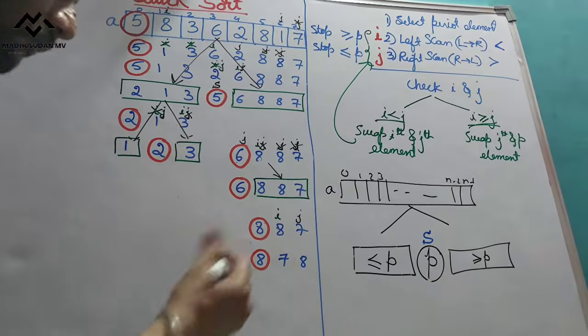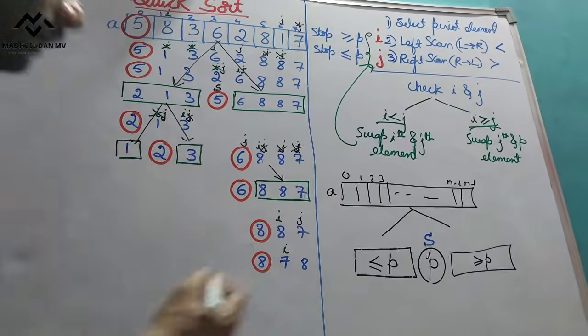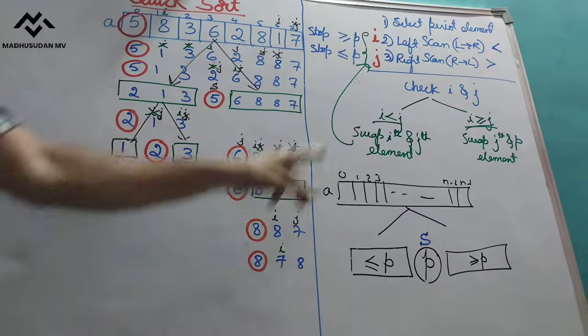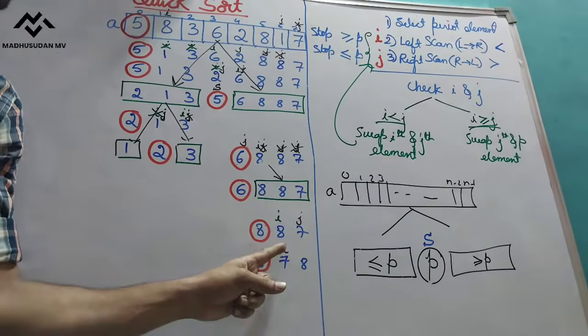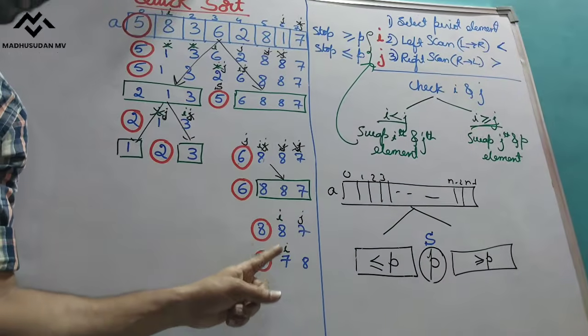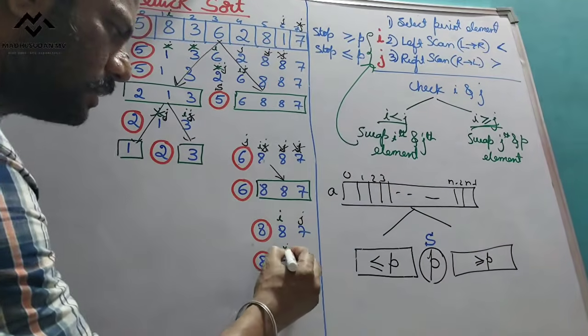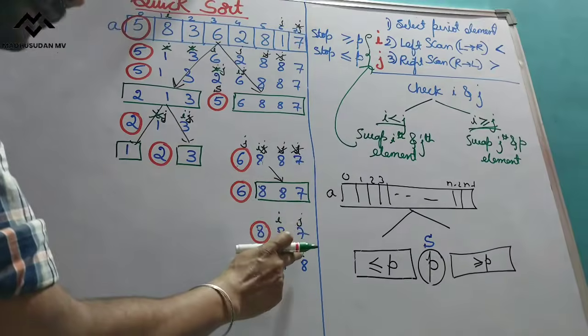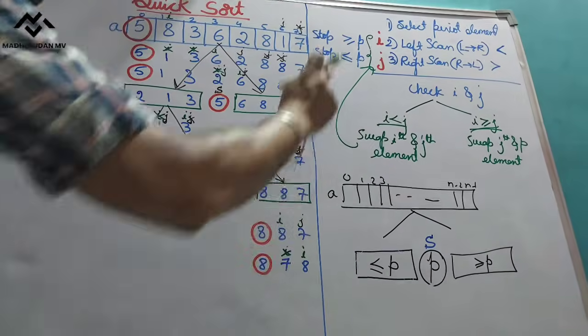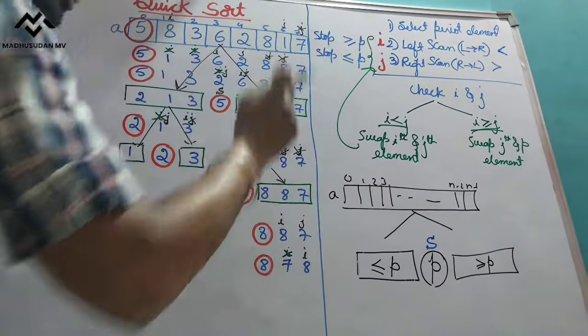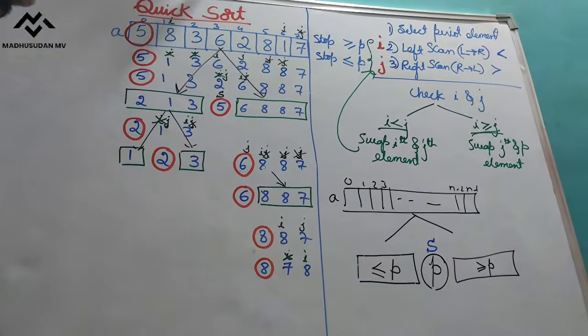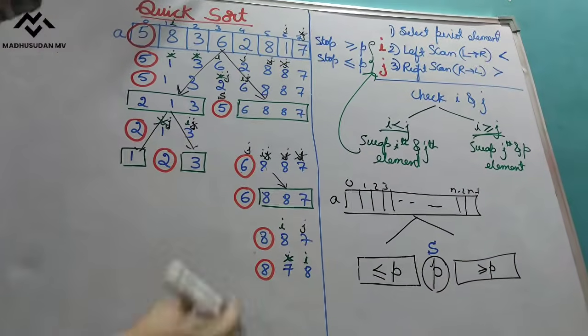Now again, earlier we stopped the left scan here. Again, we'll check. During left scan, we are looking for a lesser element. Is the ith element lesser? True. So we'll continue. Now is the ith element lesser? Not lesser, it is equal. Equal also we need to stop. I stopped here. After stopping the left scan, we need to start the right scan.